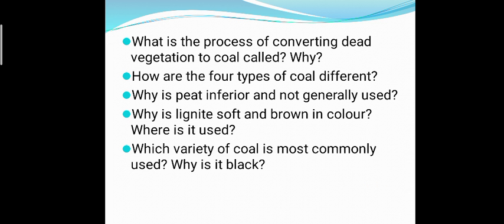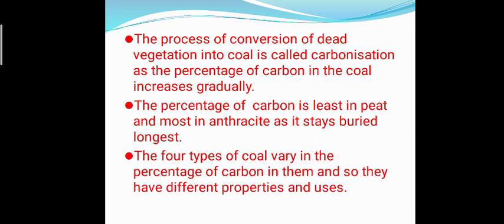Now, what is the process of converting dead vegetation to coal called? Why? How are the 4 types of coal different? Why is peat inferior and not generally used? Why is lignite soft and brown in color? Where is it used? Which variety of coal is most commonly used? Why is it black in color? So students, we will find the answers of these questions in the next slide.